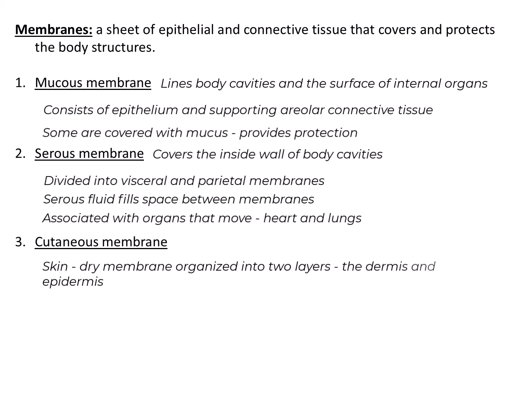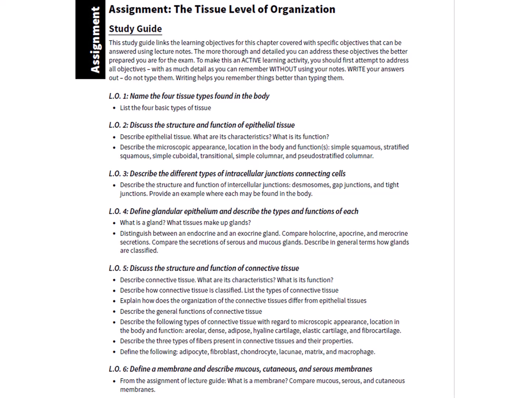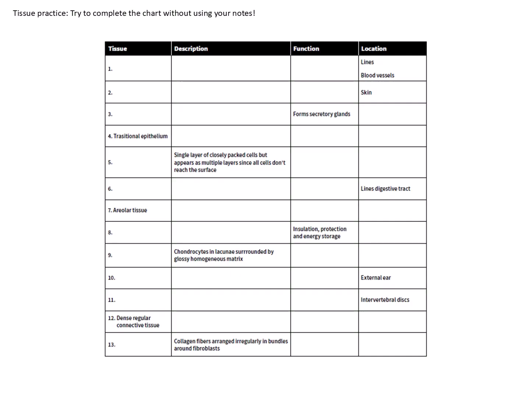It's a dry membrane that is organized into two layers, the epidermis and dermis. We will learn more about this membrane in the next chapter. This ends the tissue level of organization, so you can use the learning outcomes here to create a study guide for yourself. Additionally, there is a chart that you can use to help you practice the identification of connective tissues and epithelial tissues discussed in this chapter.